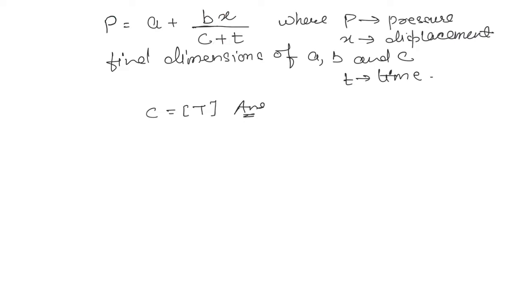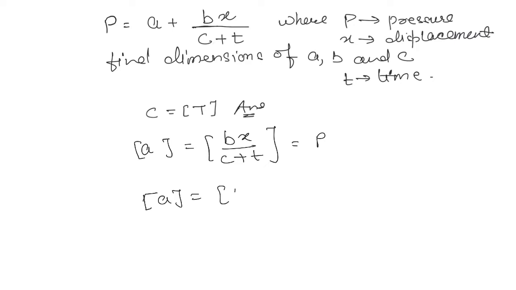ठीक है, so we can say dimension of A equals BXC plus T equals P. So class, what will be dimensions of A? That will be M L minus 1 T minus 2. That is force divided by area. All of you can find force divided by area. Okay, now B we want to find.